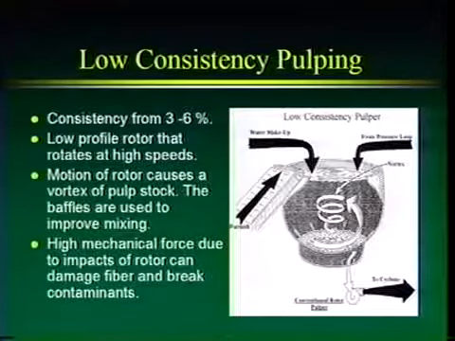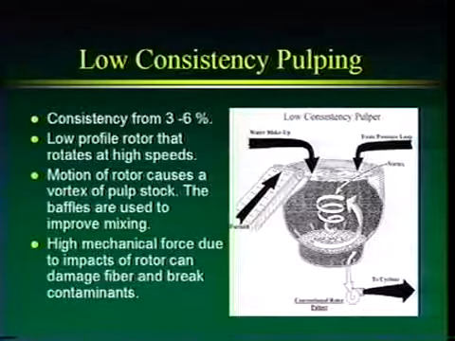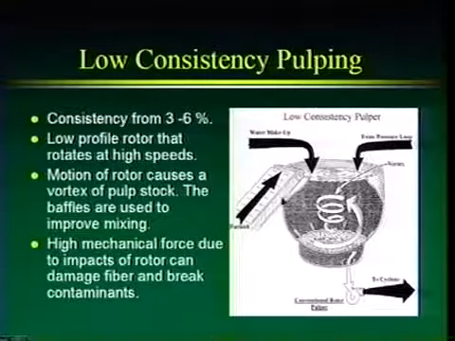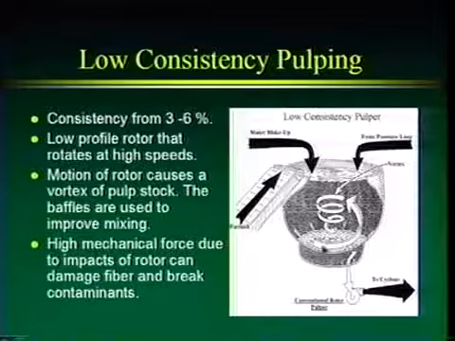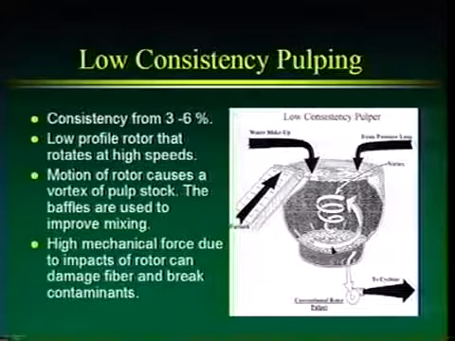Okay, low consistency pulping, as I said before, is around 3 to 6%. The rotor is typically at the bottom of the pulper. It can actually be on the side of the pulper in some cases, but mostly in the bottom. And it usually has a low profile with some teeth that are sticking up, and it's rotating at high speeds.